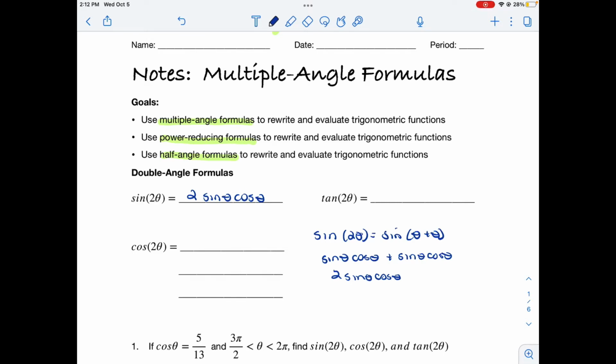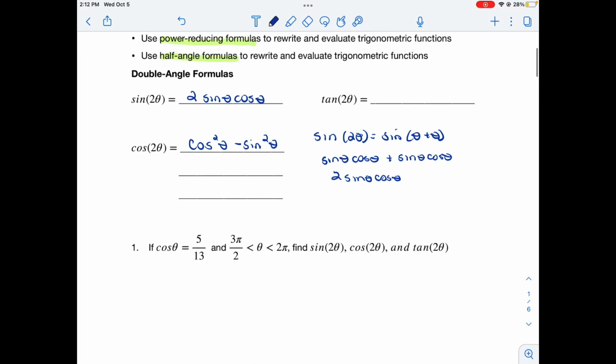Now you can do the exact same thing for cosine of 2 theta, and you would end up with cosine squared theta minus sine squared theta using your sum or difference formula. But notice that I have a sine squared, so I could replace sine squared here with my Pythagorean identity of 1 minus cosine squared. Simplify that down, I get 2 cosine squared theta minus 1. Or I could have replaced the cosine squared using my Pythagorean identity. So again, we have 3 formulas that we can choose from when we're doing cosine of 2 theta. It doesn't matter which one you choose.